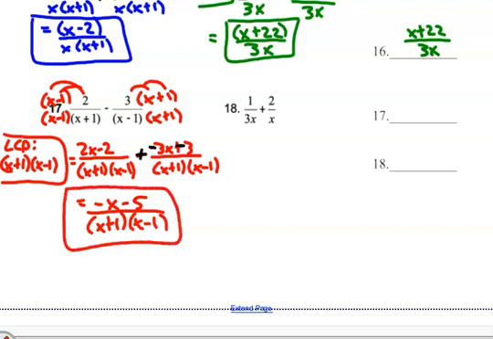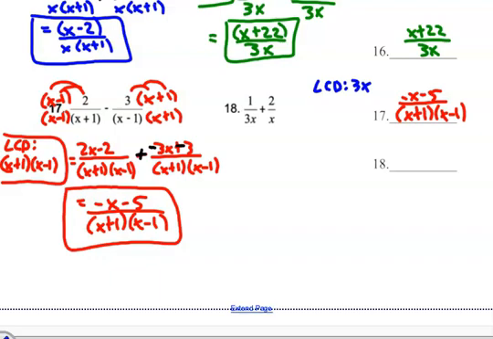If you factored out a negative, that would be okay too. So you could have a GCF of negative 1. If you chose to do that, then that's perfectly fine. Nothing wrong with doing that. And then the last one has the same GCF as 16. Lowest common denominator is going to be 3x for number 18.